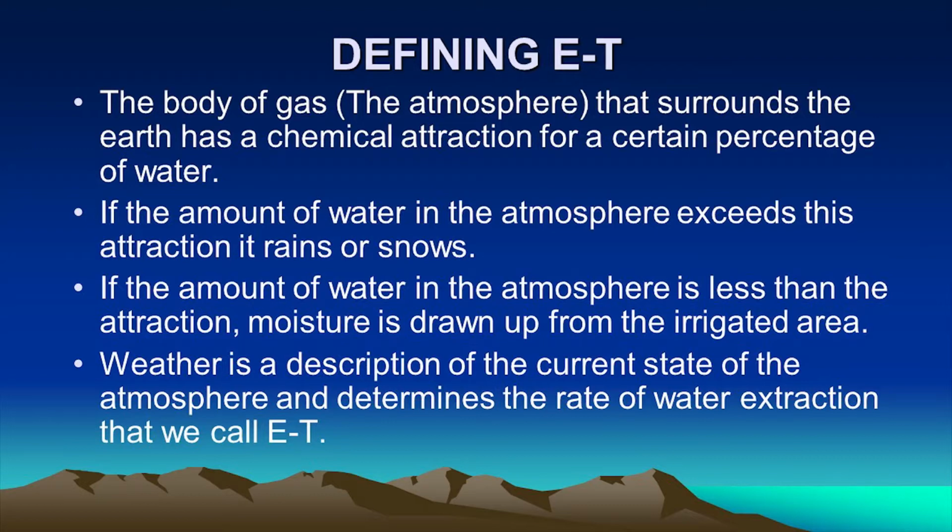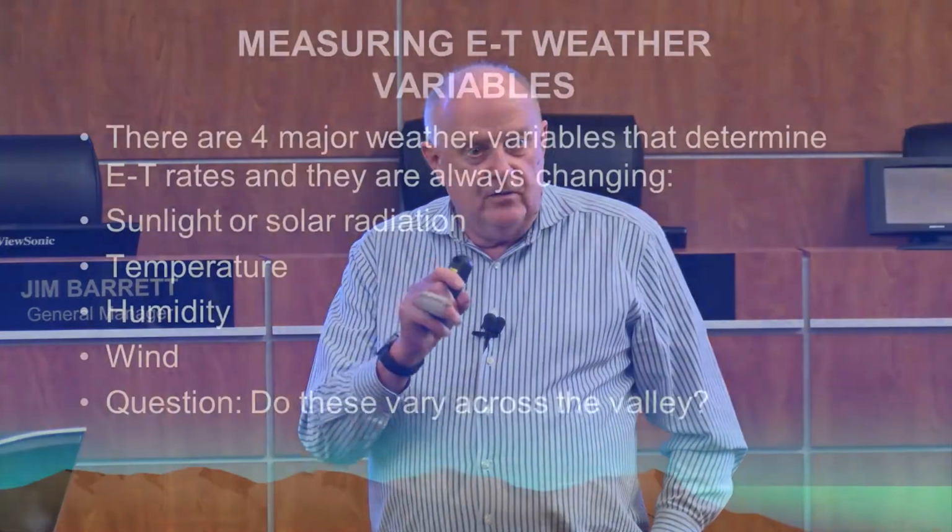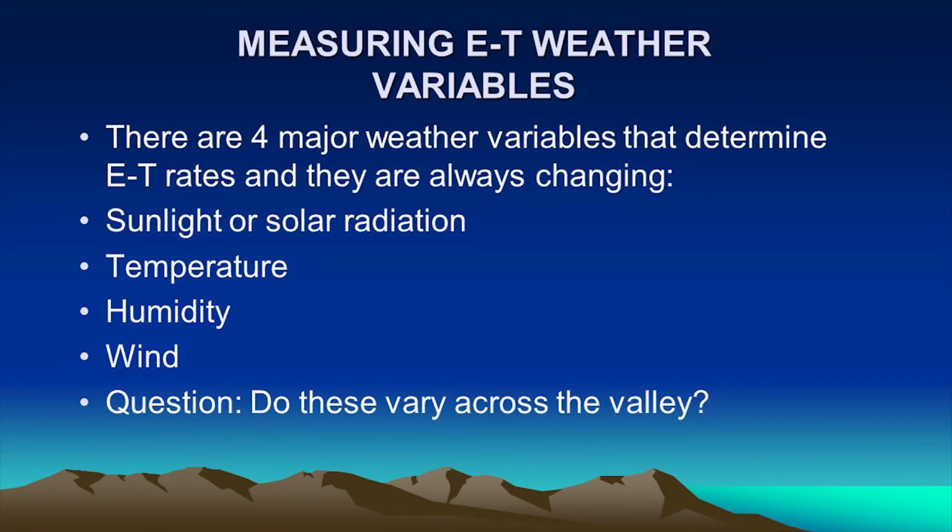So weather is really the driver here. Weather is a description of the current state of the atmosphere, and that's what determines your ET rate, and that's what determines how much water you need on any given day, on any irrigation. Keep your eye on the weather. Speaking of the weather, there are 4 variables that we want to keep an eye on that determine how dry the atmosphere is and how much water it wants from your plants on any given day.